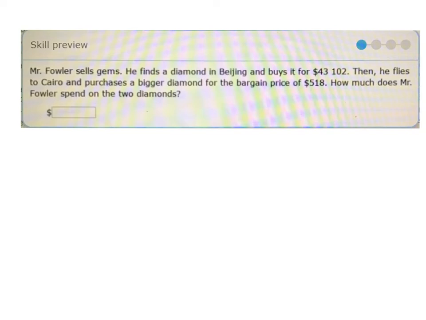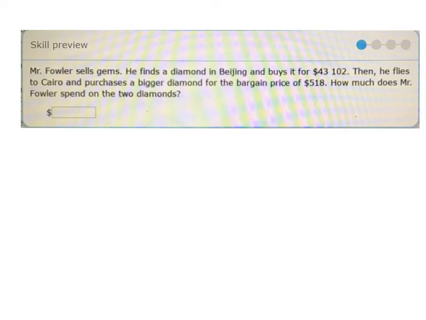In this video, we're going to look at solving word problems that use addition and subtraction. So we always want to start by reading the question and looking for important information. It says, Mr. Fowler sells gems. Gems are like diamonds and things. He finds a diamond in Beijing and he buys it for $43,102. Then he flies to Cairo and purchases a bigger diamond for the price of $518. How much does Mr. Fowler spend on the two diamonds?